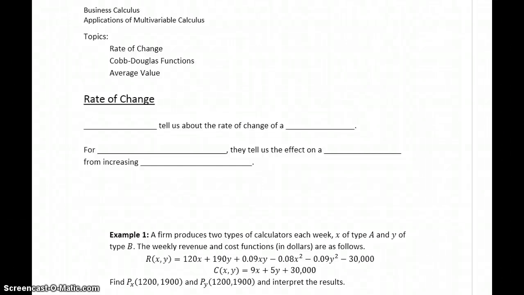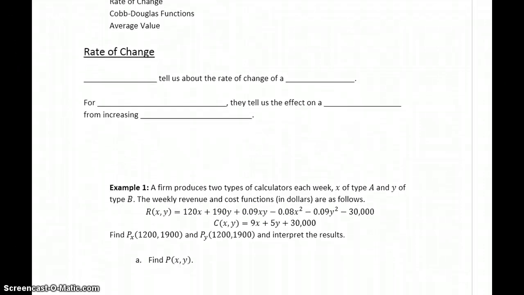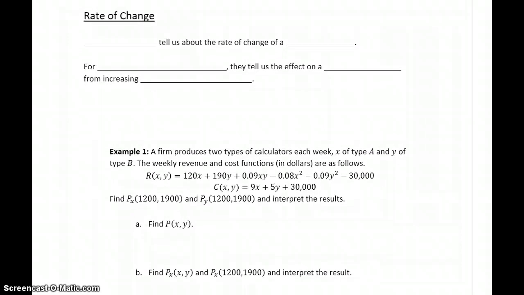The question for this section is, now that we know how to evaluate partial derivatives and double integrals, what types of real-world questions can we answer with these? So what applications do these have to the business world? So the first thing we can talk about is partial derivatives as rates of change.